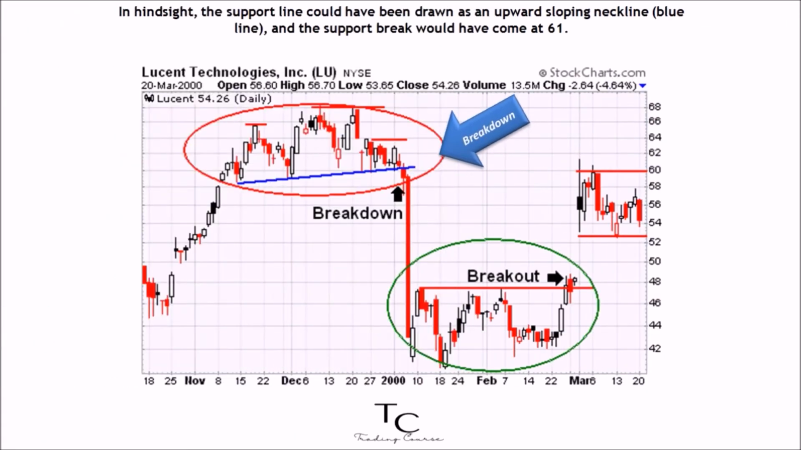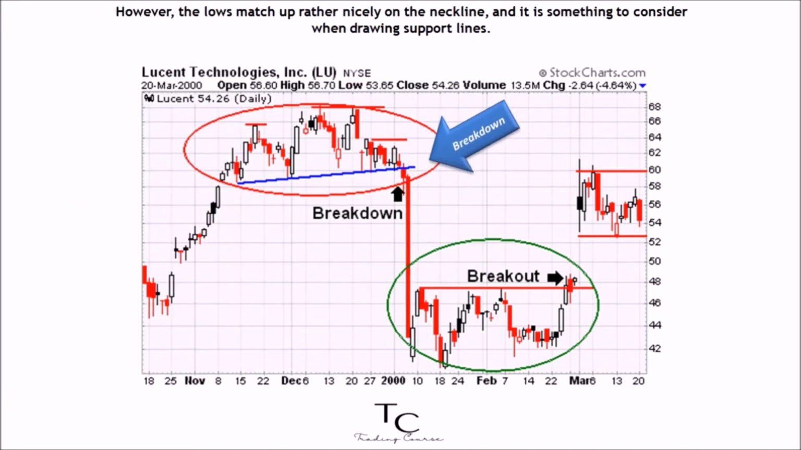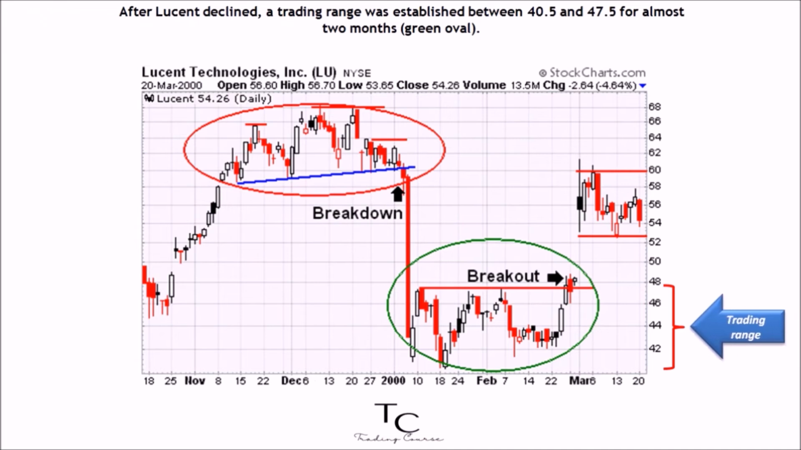In hindsight, the support line could have been drawn as an upward sloping neckline, blue line, and the support break would have come at 61. This is only 1 point higher, and a trader would have had to take action immediately to avoid a sharp fall. However, the lows match up rather nicely on the neckline, and it is something to consider when drawing support lines. After Lucent declined, a trading range was established between 40.5 and 47.5 for almost 2 months, green oval.